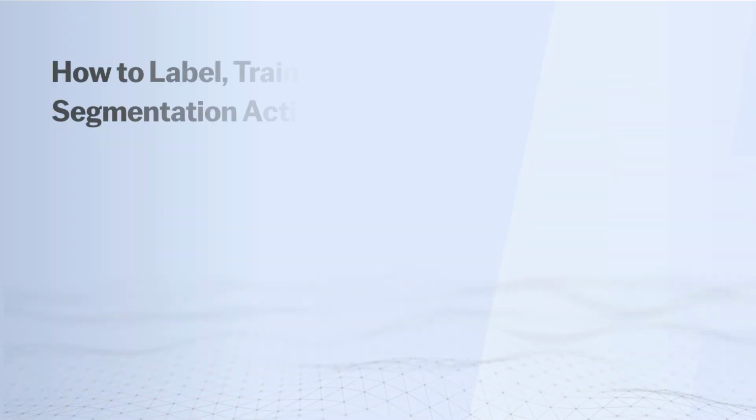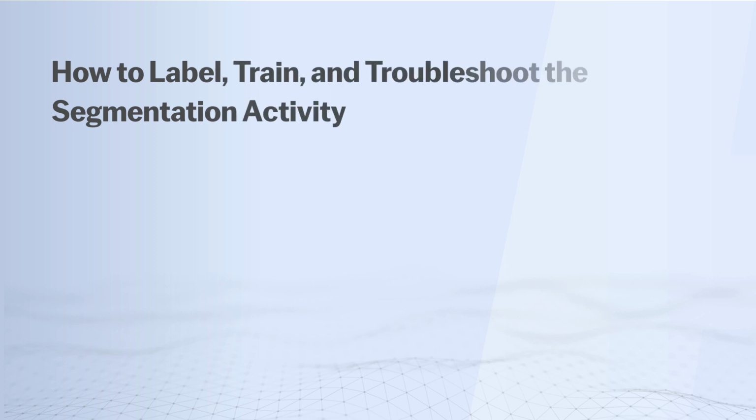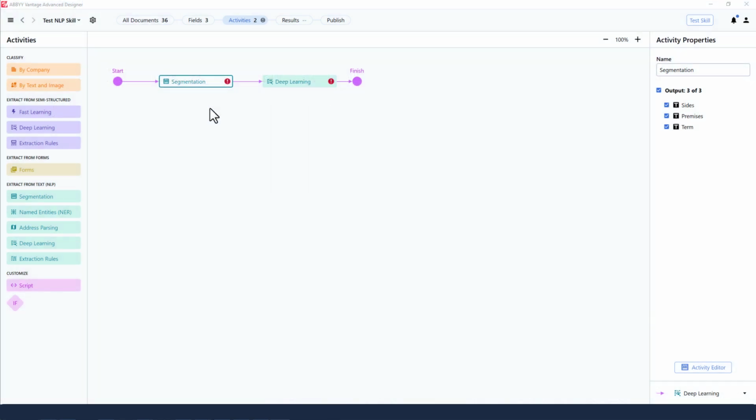In this demonstration, we will show how to label, train, and troubleshoot the segmentation activity. We created a short pipeline of 2 activities, segmentation and deep learning. Documents were uploaded and 3 fields for segment extraction were created: sides, premises, and terms. The deep learning activity will be set up in the next demonstration in this chapter. Let's look at the documents.